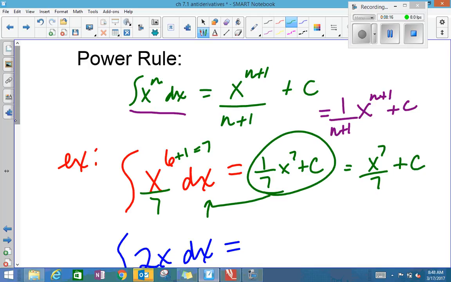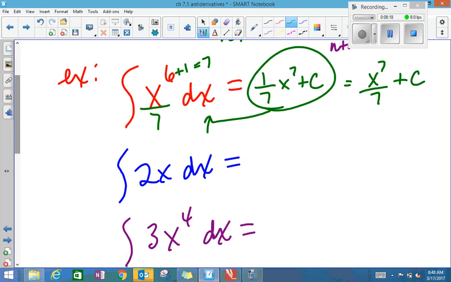Okay, let's try another one. The antiderivative of 2x dx. Again, you have to picture this as having an exponent of 1. So we add 1 and get 2 and divide by 2. So the antiderivative is just x squared plus c. One way to check this is to always just take the derivative of it. If I took the derivative of x squared plus c, I would get 2x.